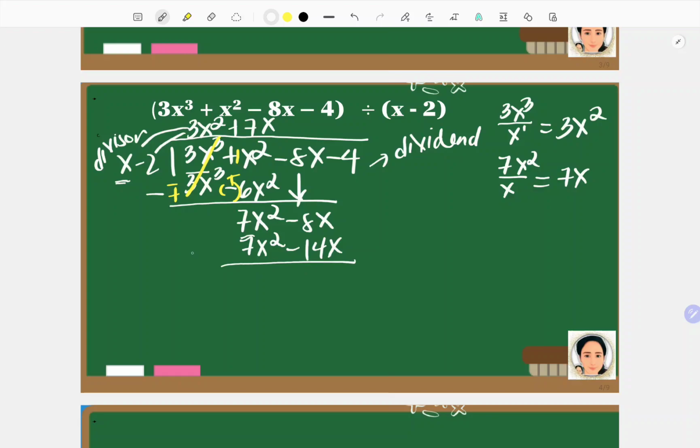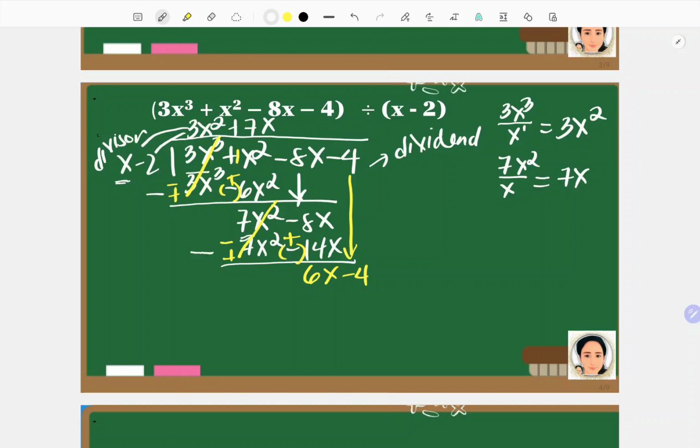Then subtract again. And how to subtract? Change the sign of the subtrahend. Then add. So this will become 0 again. So you have here negative 8x plus 14x. The answer is 6x. Then bring down the next term, that is negative 4.